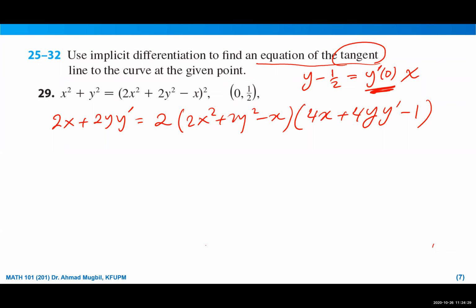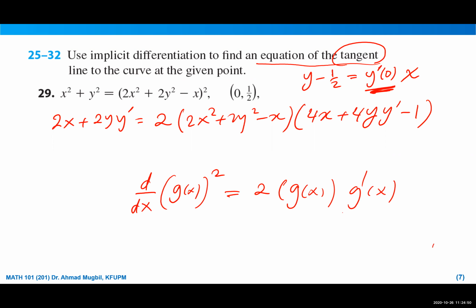In the first step, how did you get 2y multiplied by the derivative of y? If you have g of x to the power 2, how do you differentiate it? Multiply 2 by g of x and take the derivative of the inside function. This is y. Oh, okay, thank you. Y is a function of x.